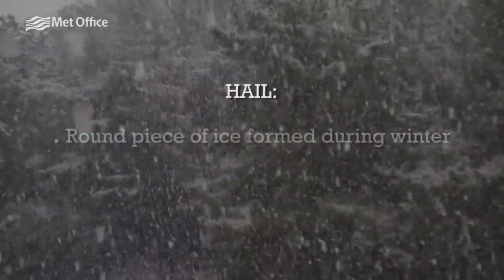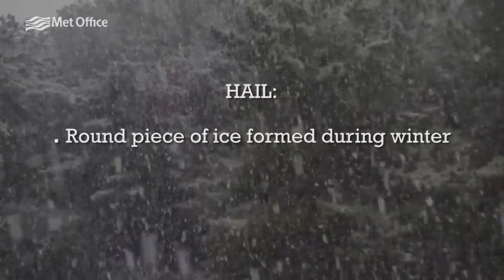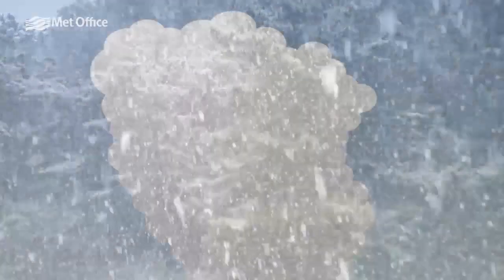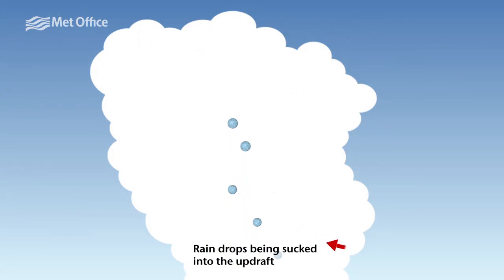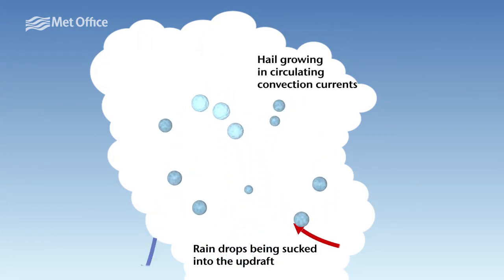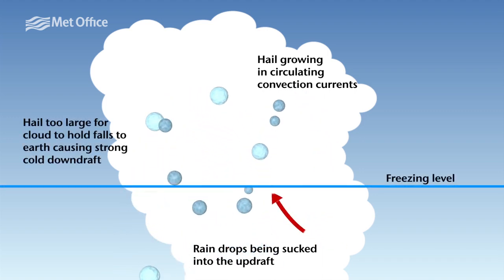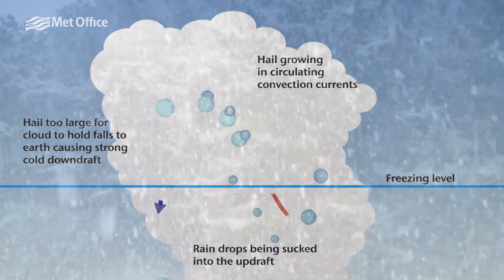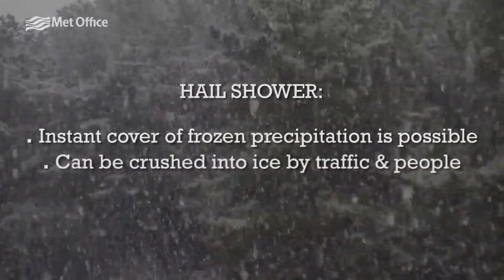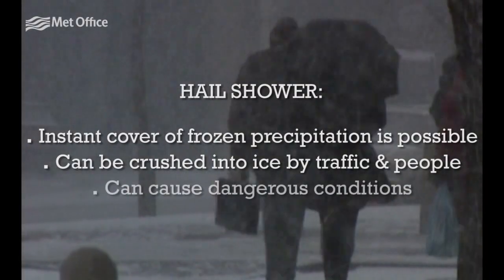Hail is a round or irregularly shaped piece of ice. It is formed in showers, most commonly during the winter months. The movement of air upwards, known as the updraft, takes raindrops into the freezing part of the cloud, where they collide with each other, growing in size and freezing, becoming hail. The hail then falls to the ground in the cold downdraft. When a hail shower passes over roads, pavements and other tarmacked areas, an almost instant covering of frozen precipitation is possible, which can then be crushed into ice by traffic or people, causing dangerous conditions.